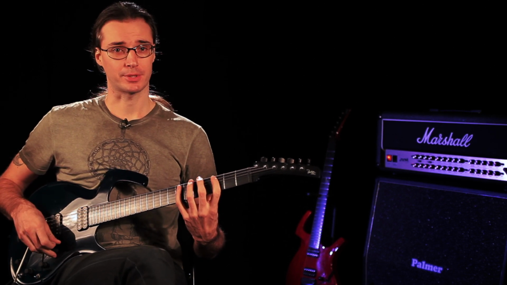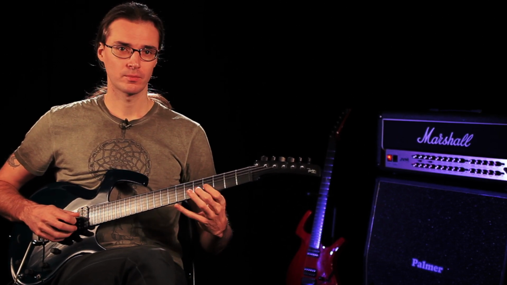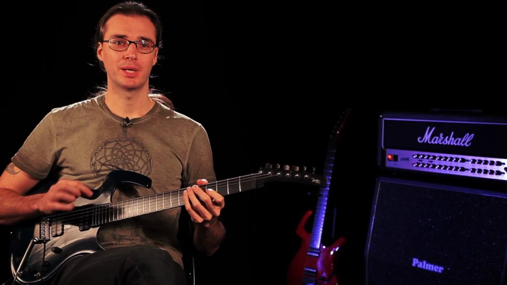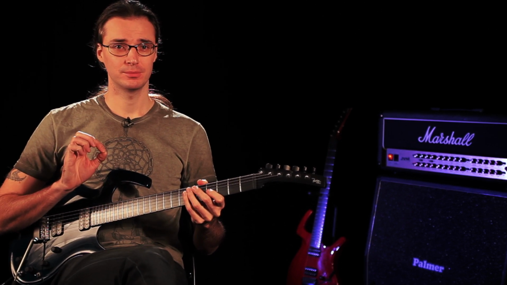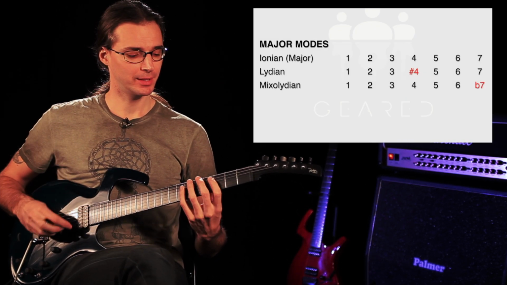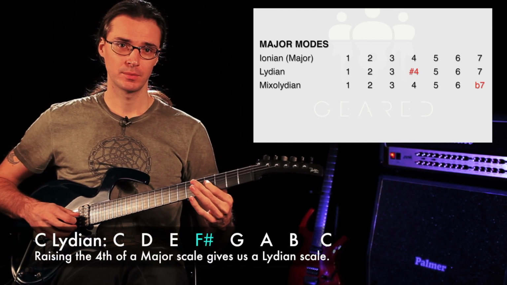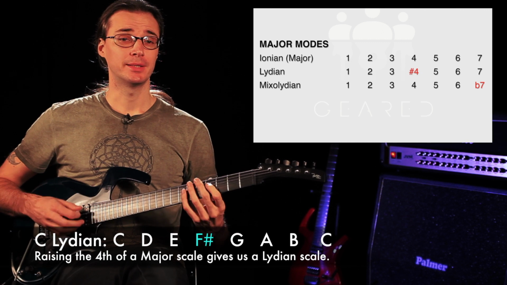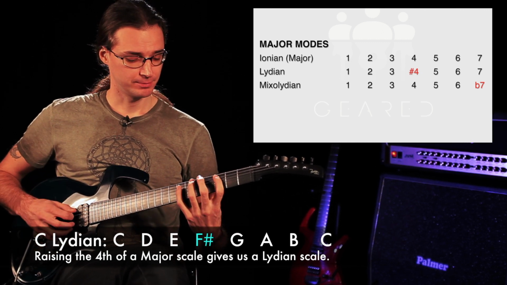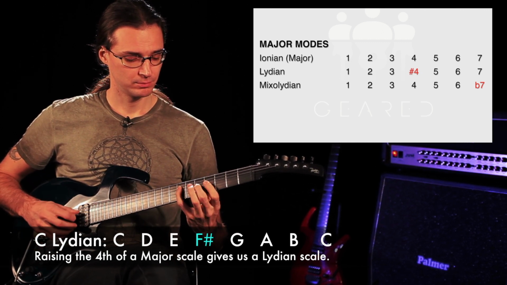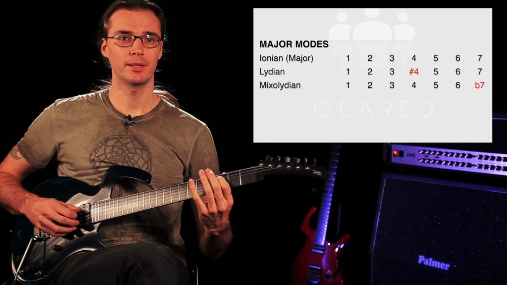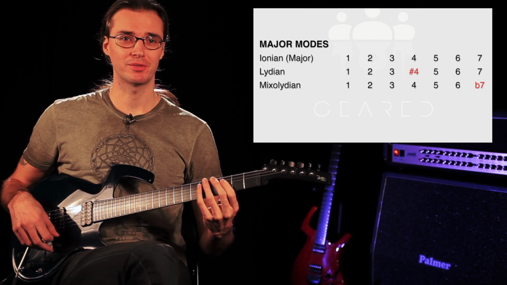So from the major scale, we can modify the formula by raising the 4th note 1 half step. Okay? And that means in C major, we'll make the F sharp. And that's the Lydian mode. And it sounds like this. Okay? I love this mode. It's maybe one of my favorites.